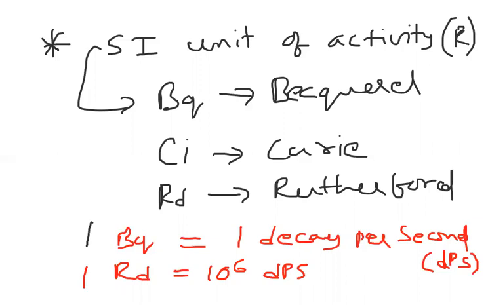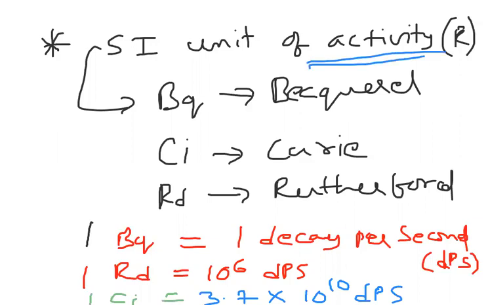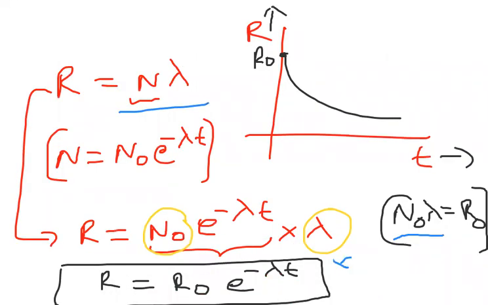And the last important one, one Curie. One Curie is equal to, remember this carefully beta, 3.7 into 10 power 10 DPS, disintegration per second. This is very, very important key information from the units point of view for activity. Remember, activity means capital R. We already got the expression for activity: R is equal to R0 into e power minus lambda t. R is the activity at any instant, R0 is the initial activity. I hope this is clear for you, beta.